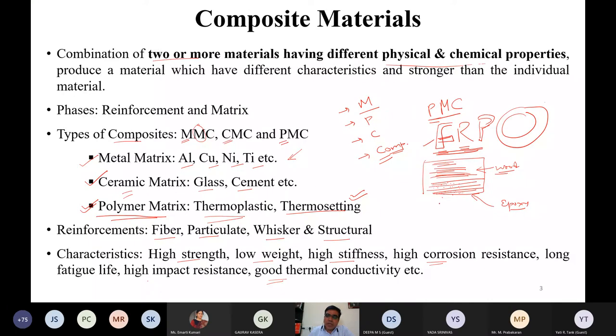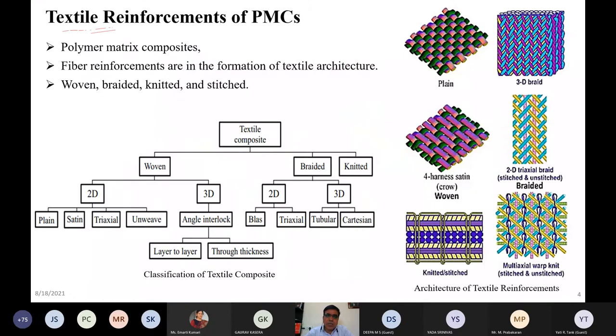But what if we do a kind of knitting to this particular wool, very close to what we are wearing, the textile? That will be referred to as textile composite. So all FRPs are not textile composites, or all PMCs are not textile composites. One category of PMC will be textile composite. So what is a textile composite? Of course, it is a PMC, but the fiber reinforcements are in the formation of a textile architecture.